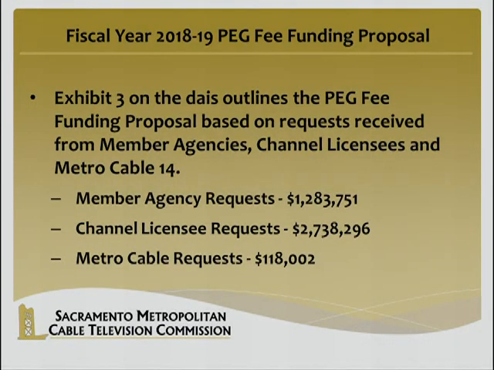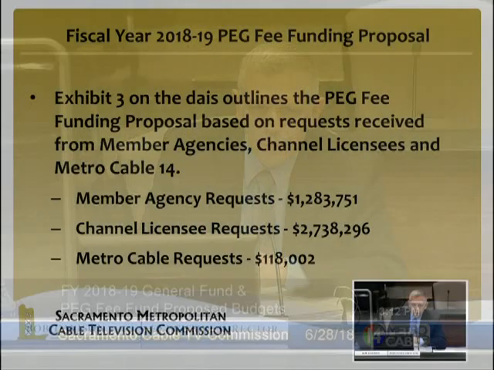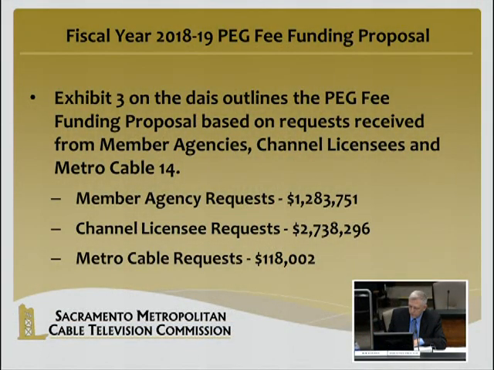So Exhibit 3, which is on your dais, is an exhibit that basically includes all the requests of the member agencies, of Metro Cable, and of the channel licensees for equipment this year from the PEG fund. Now, I'm not going to go through it individually because most of it is equipment related to control rooms, chambers, anything that's related to PEG. It's a lot of equipment.